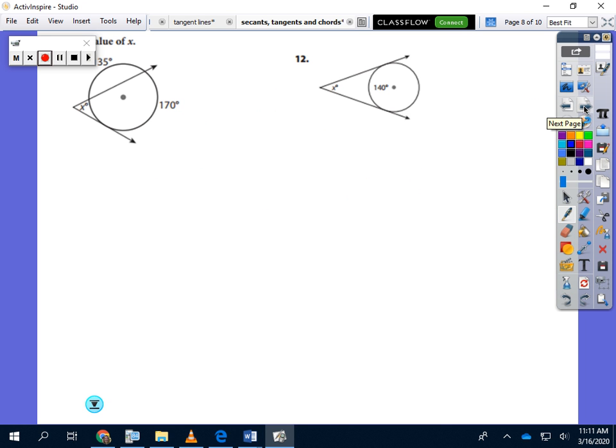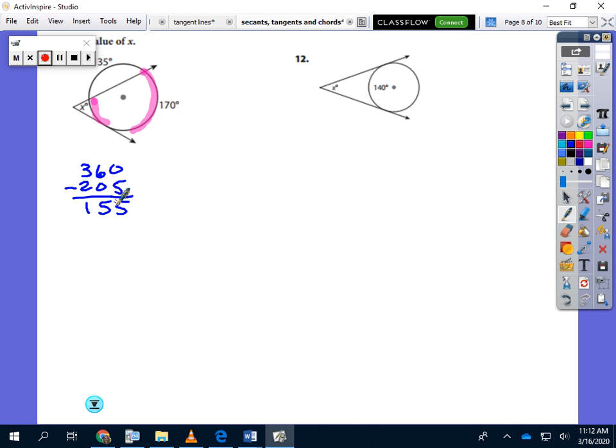Okay, here I have a tangent and a secant. I know that this arc is 35, and remember, the arcs we need are these two arcs. But I don't know this arc. However, I can get that arc by just saying, well, 170 plus 35 is 205. What's 360 minus 205? That's 155.